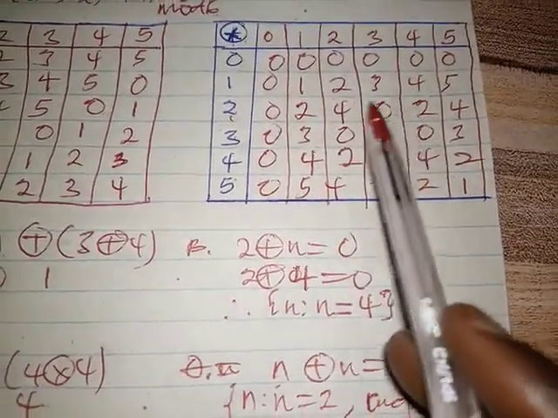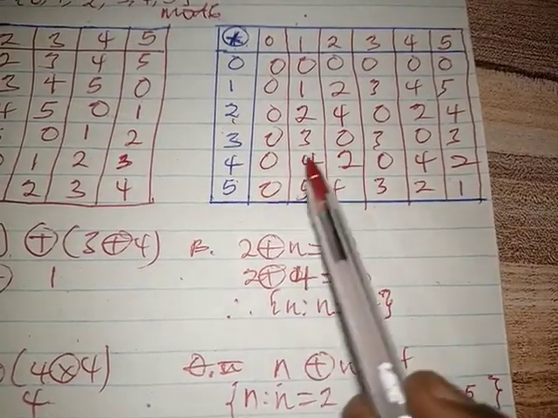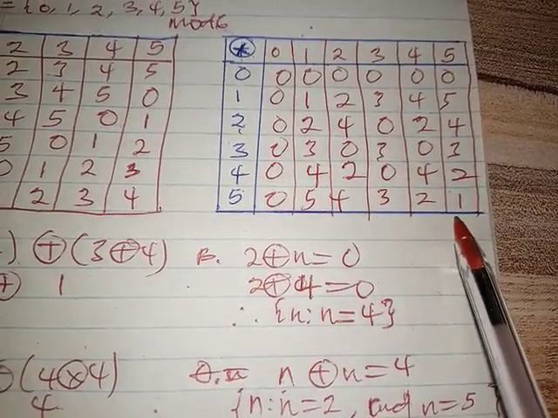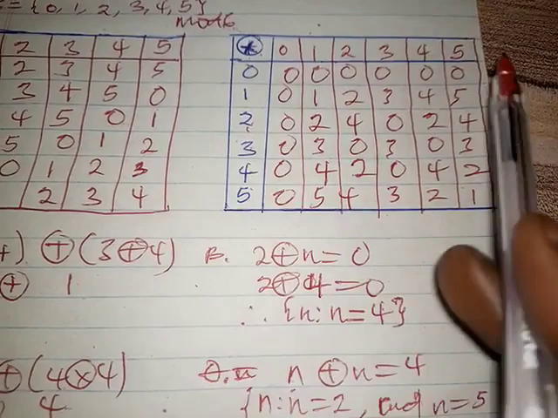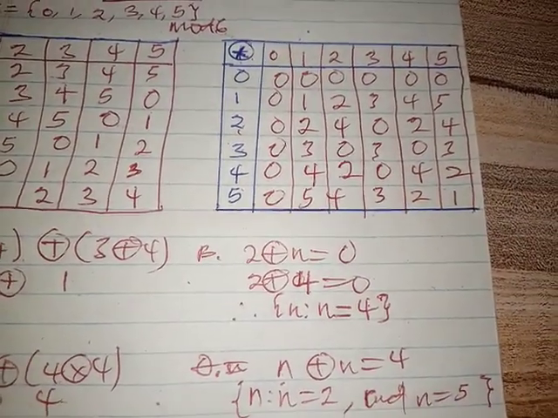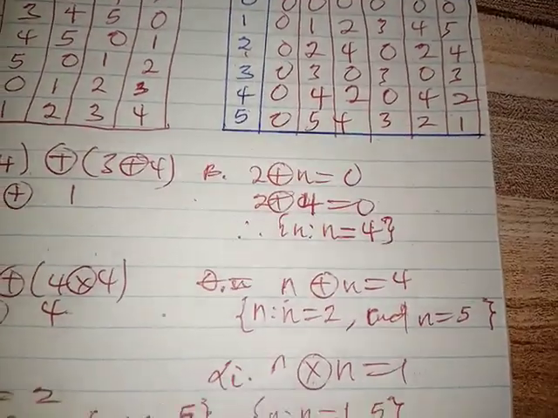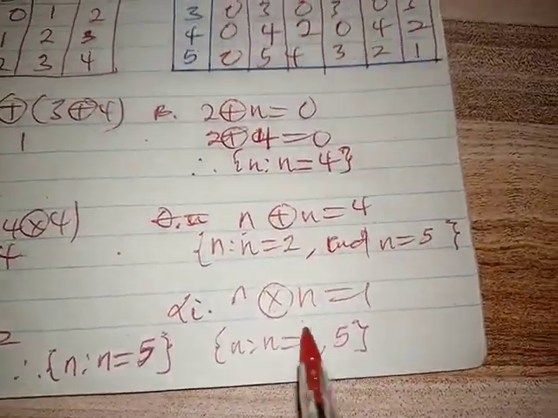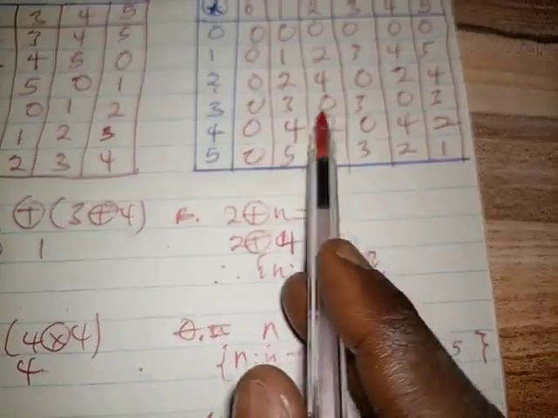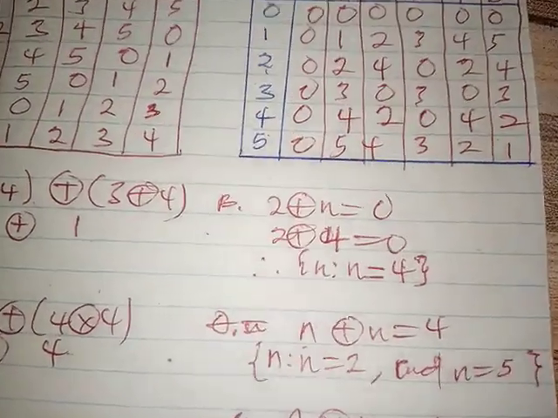Now let's look for another one. We don't have 1 here, we don't have 1 here, we don't have 1 here. We have another 1 here, and this 1 is coming from 5 times 5. So n is 1 and n is 5. These are the only 2 numbers that can get us 1 under the multiplication table.